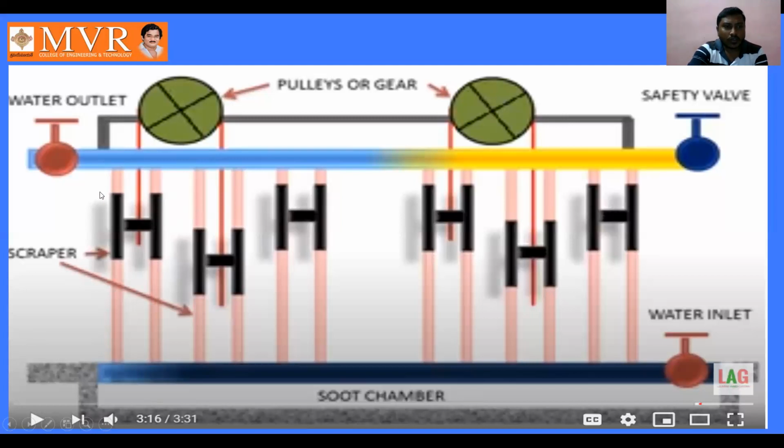The water which has been heated, the hot water, enters into the water outlet here. This is what we can observe in the diagram. This is the working principle of an economizer.